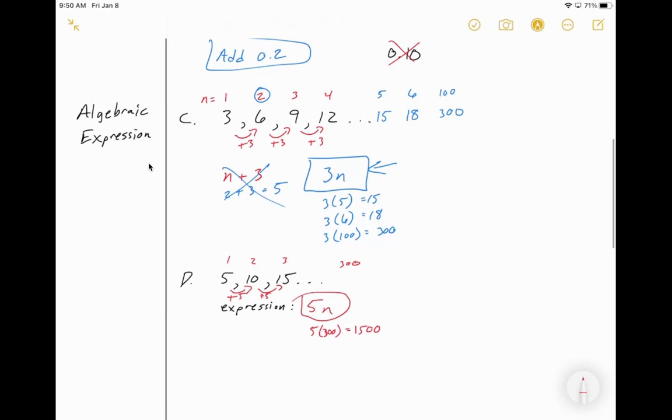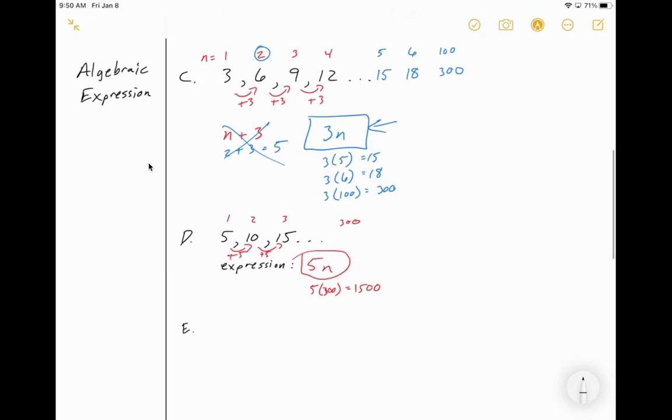All right. Now again, this is not part of your homework tonight, but I just want to challenge you a little bit. This one I'm going to make a little bit trickier. Okay, what if I had something like this? This is just a little extra challenge. See if you can figure out what the expression would be for this one.